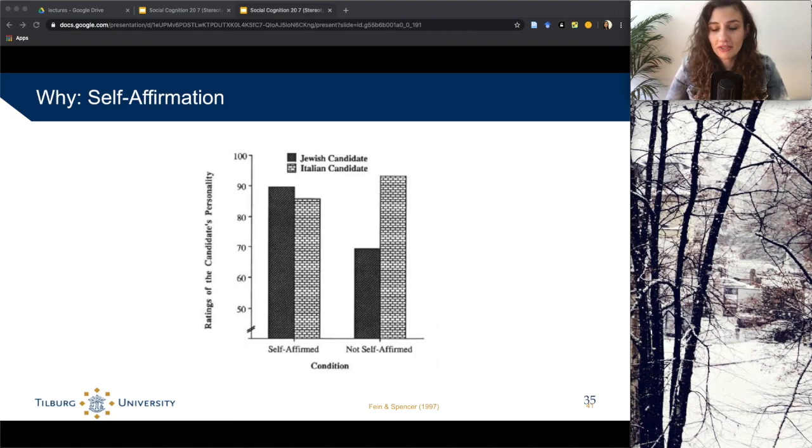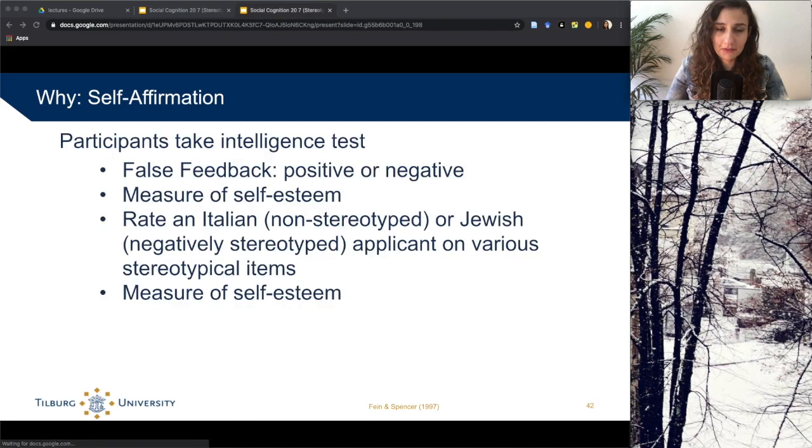However, it is included in another study by the same authors. So in this follow-up study, participants were asked to take an intelligence test, and then they received some false feedback. So they were either told that their score was positive, it was a good score, or they were given negative feedback and told that, yeah, their score wasn't great.